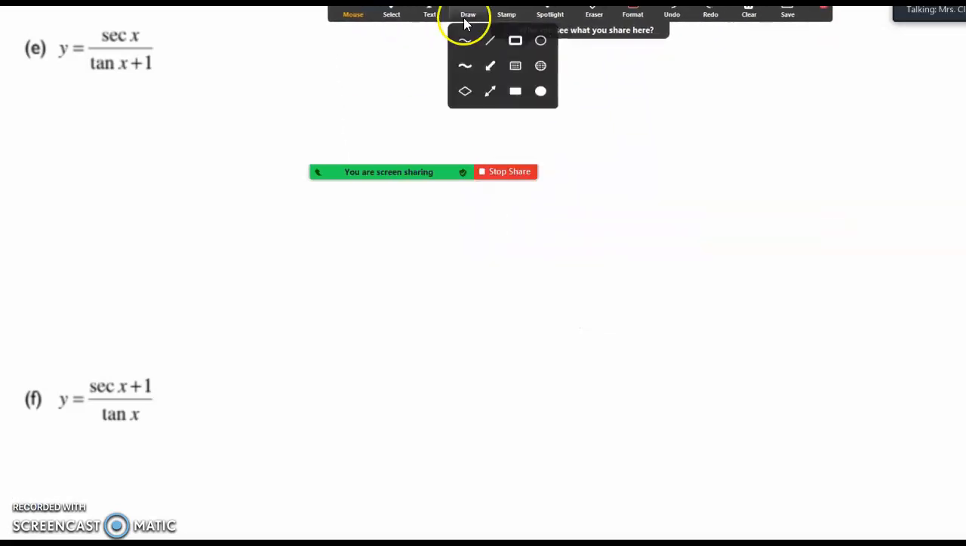Okay, so now we only have example E and F left, and we're seeing if we can use any of our trig reciprocal identities or anything like that. However, when we have two terms like this in the denominator, we need to use a quotient rule.